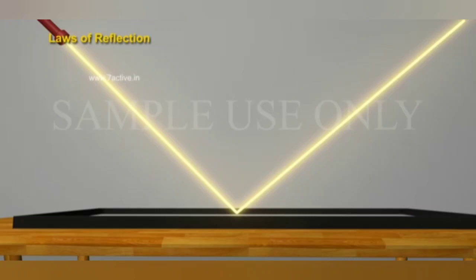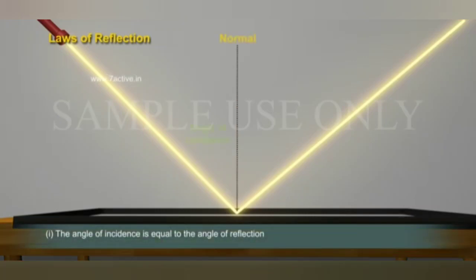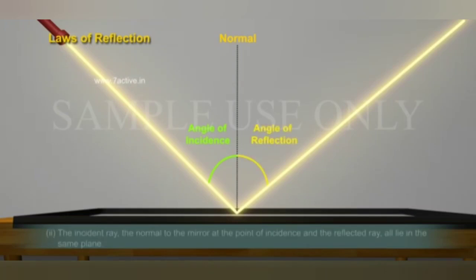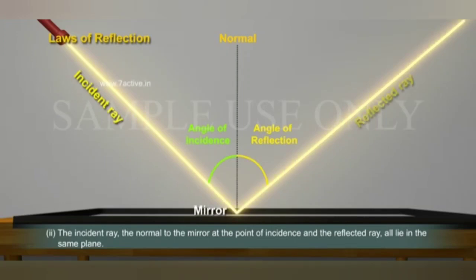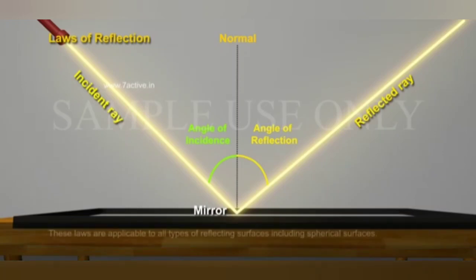Laws of reflection. 1. The angle of incidence is equal to the angle of reflection. 2. The incident ray, the normal to the mirror at the point of incidence, and the reflected ray all lie in the same plane. These laws are applicable to all types of reflecting surfaces, including spherical surfaces.